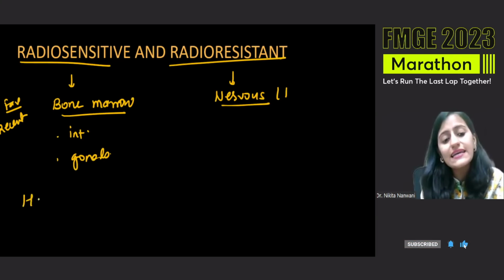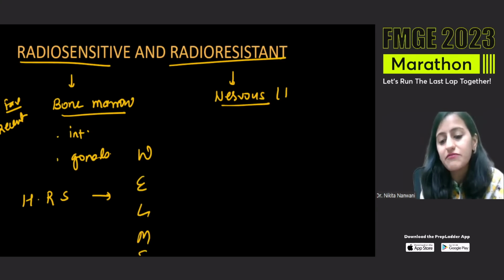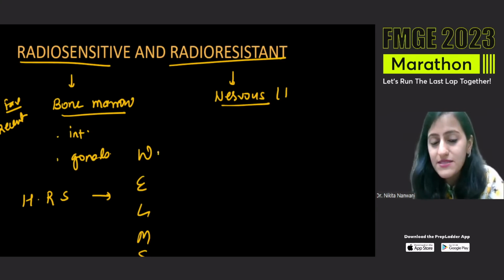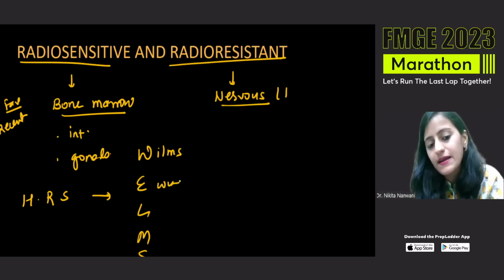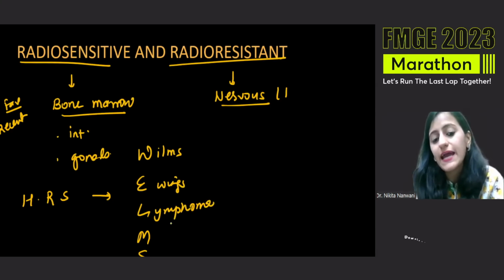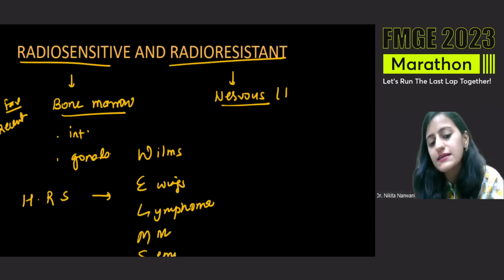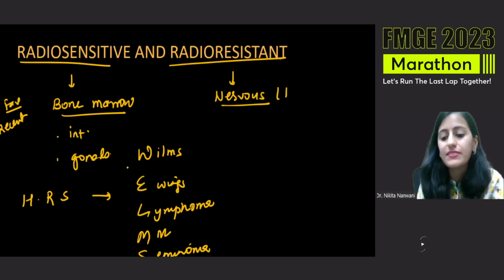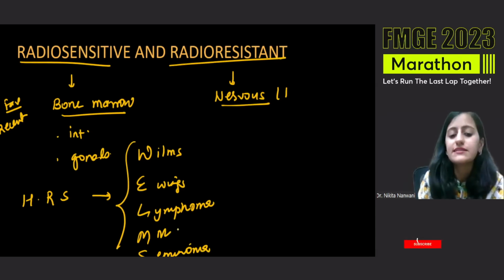Which are the highly radio sensitive tumors? Remember the mnemonic is Wells. What is Wells? It is Wilms, Ewing's, then we have lymphoma, and the M stands for multiple myeloma and seminoma. These are the highly radiosensitive.